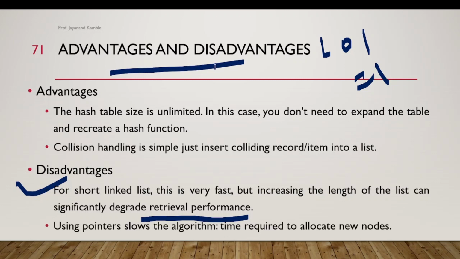Is this clear? Okay, and then also using pointers slows the algorithm. Time is required to allocate a new node. So a new node is created, then memory is allocated, then we save the address of that new node in the pointer field of the previous node. So that task we need to do, and that slows the algorithm.